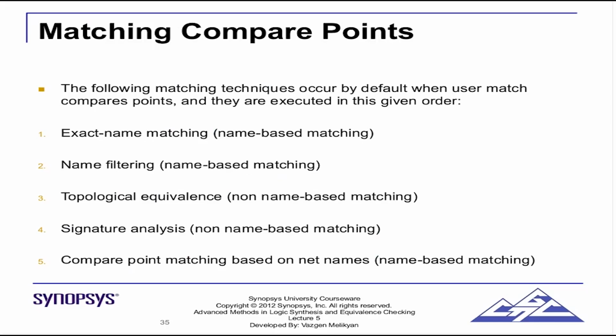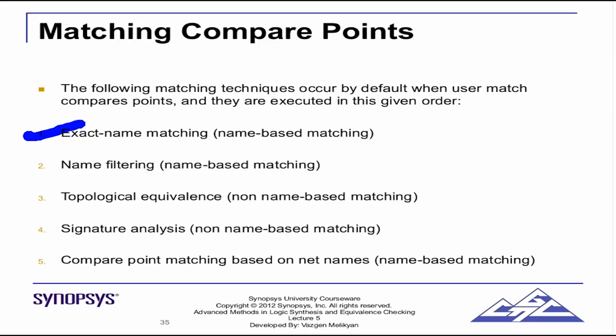Then there's the problem of matching the compare points. As I told you before, before verification, before comparing the logic cones, Formality needs to match the compare points between reference and netlist. So it follows the following algorithm in a given order. It will go for exact name matching. Obviously that's the most straightforward technique. If you do not have any name change between reference and implementation, then exact names will match for compare points.